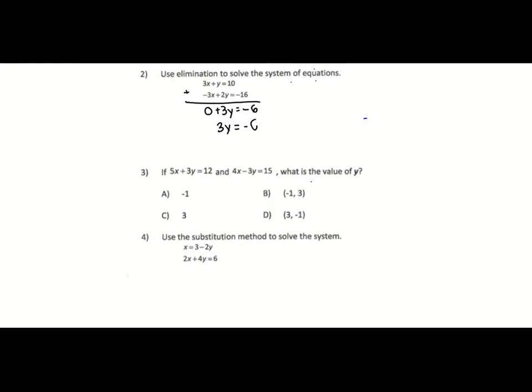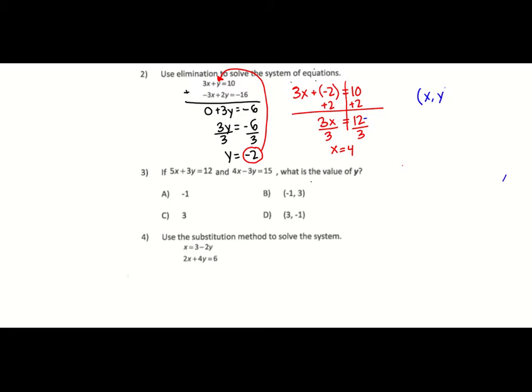Now I want to solve for y, so I need to divide both sides by 3. And I get y is equal to negative 2. Take that negative 2 and plug it back in for y. I get 3x plus negative 2 equals 10. I want to get rid of that negative 2 on my left side, so to do that, I need to add 2 to both sides. I'm left with 3x is equal to 12. When I divide both sides by 3, I get x is equal to 4. Now my final solution, my x comma y, is 4 comma negative 2.